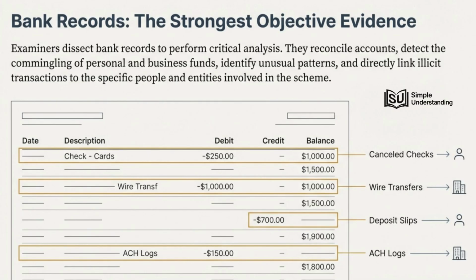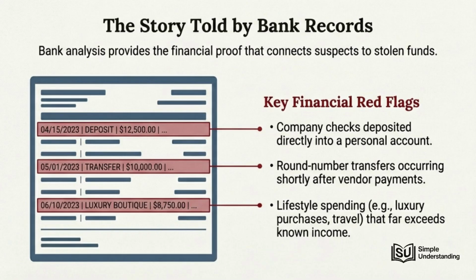10. Following money through bank records. Bank records are one of the strongest forms of objective evidence. The exam emphasizes bank statements, canceled checks, wire transfers, ACH logs, deposit slips, and loan files. Fraud examiners must understand how to reconcile accounts, identify unusual patterns, detect commingling, and link transactions to individuals and entities.